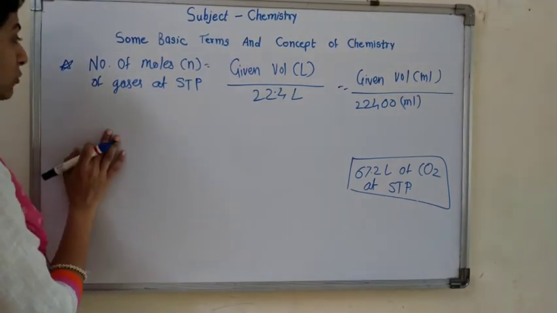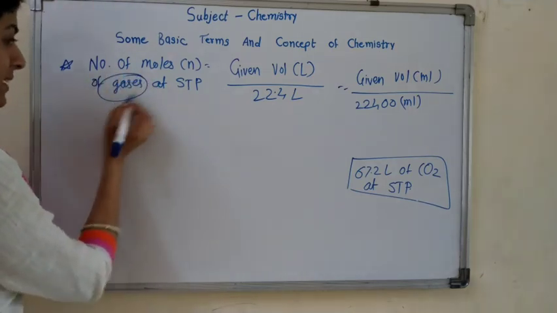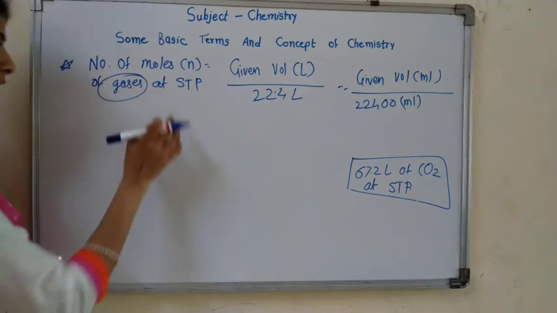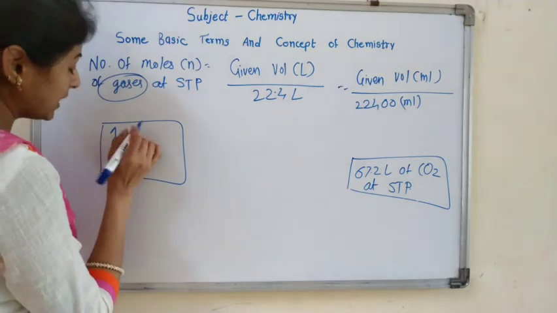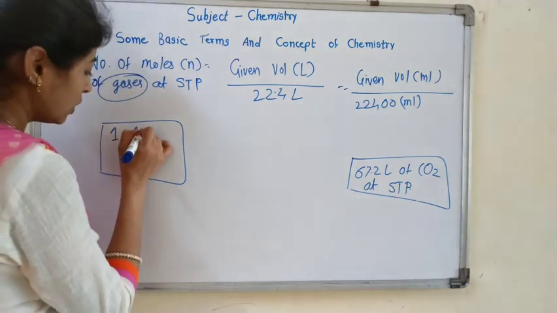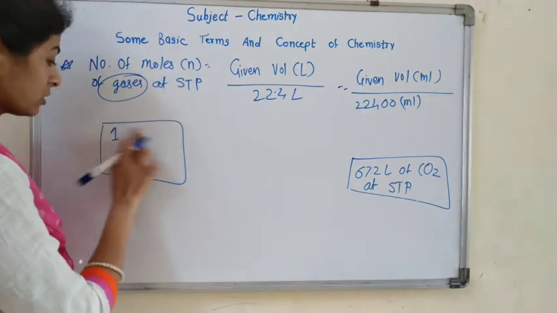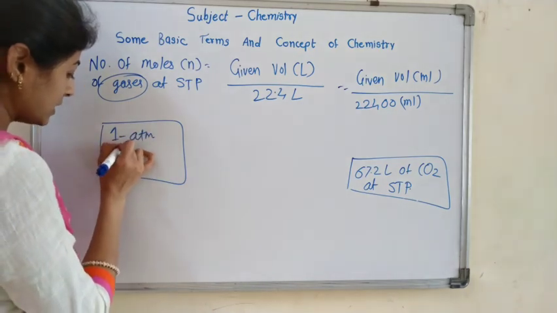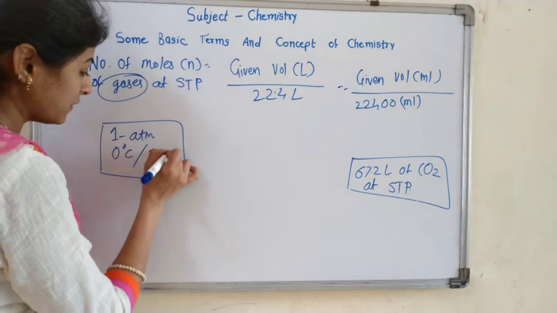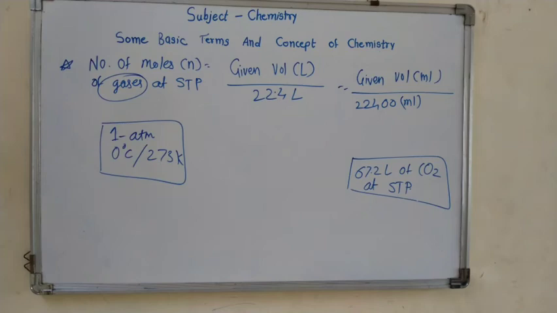Now there is another formula for number of moles of gases at STP. This formula is for gases at standard temperature and pressure. Now what is standard temperature and pressure? It means the gas has a pressure of exactly 1 atm, 1 atmospheric pressure, and a temperature of 0 degree Celsius or 273 Kelvin. This is called the standard temperature pressure condition.